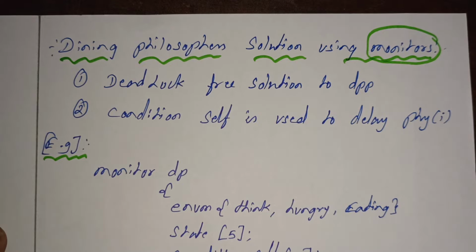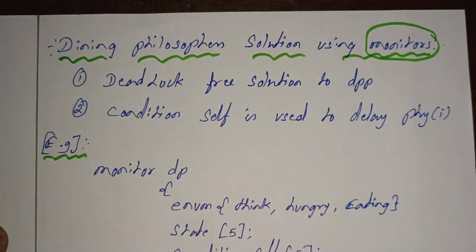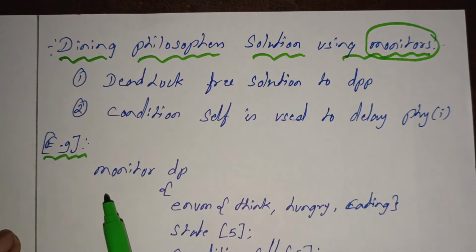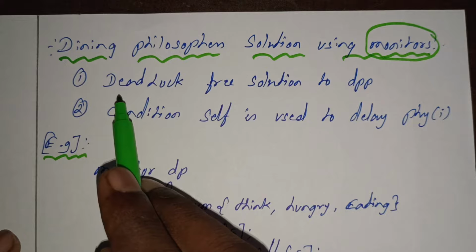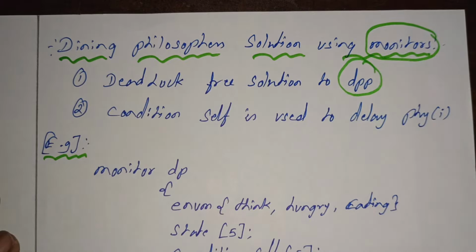How does the monitor work here? That is our process. Let's get into the topic directly. Here you can see that the dining philosopher problem has been solved with monitors, and you can check that a deadlock-free solution has been adopted for the dining philosopher problem using a monitor.